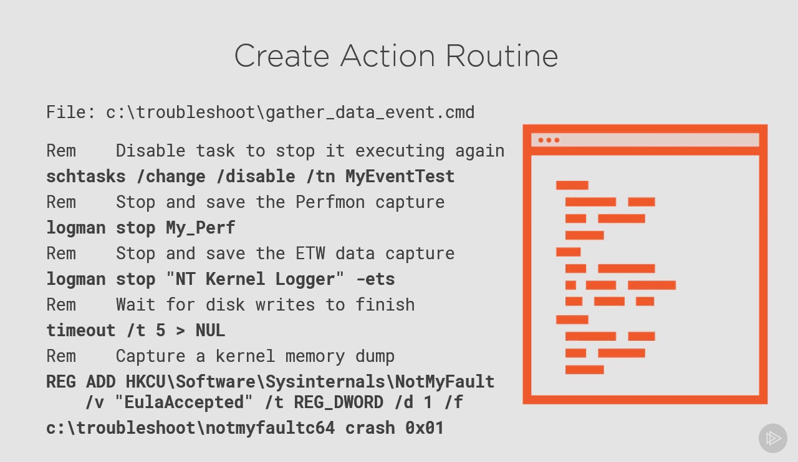Then we have to do a registry hack. We need to add a value to accept the EULA. That way, when we fire off the very last command there, the c:\troubleshoot\notmyfaultc64 crash 0x01, it'll allow that to run without having to accept that EULA interactively. So that's in fact how we collect all the troubleshooting data and force a crash from the action routine.